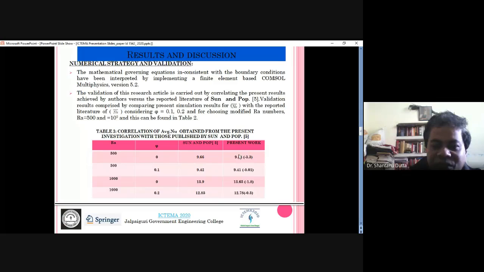We have seen the present work is more or less very similar. The deviation is less than 4%, with only one exceeding 3.3%, and most of the results are less than 2%. It means the COMSOL results are quite good and we can proceed with them.